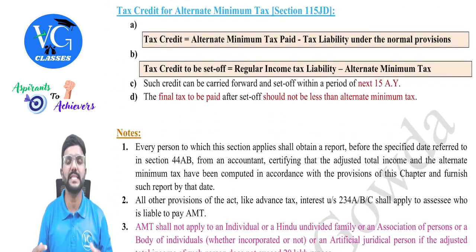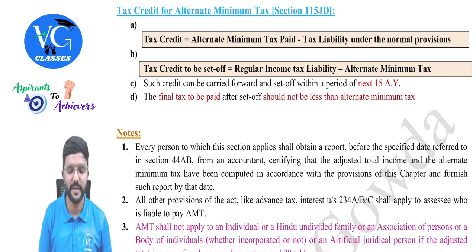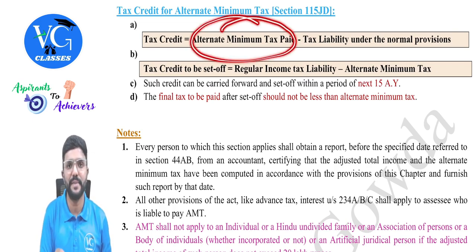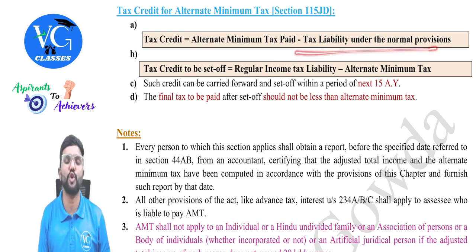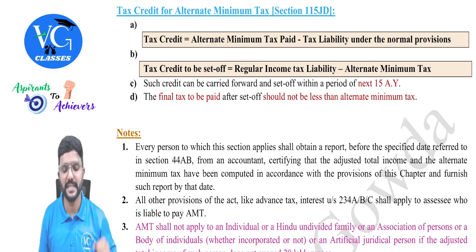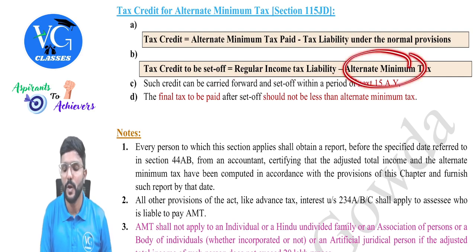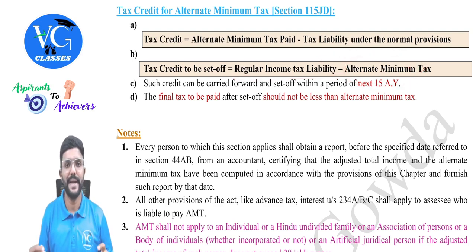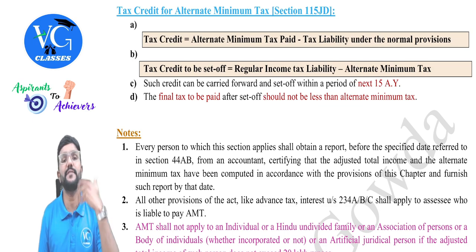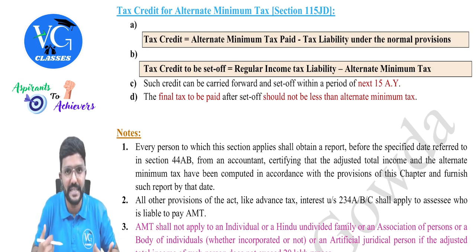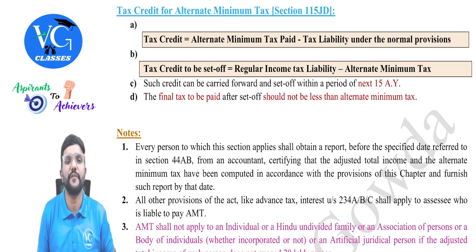Okay. When will the assessee get a credit, that is the AMT credit? When alternate minimum tax paid is more than the tax liability as per normal provision. The difference, you will get it as a credit. When can you adjust it? When tax as per normal provision or regular income tax is more than alternate minimum tax. And he can carry forward this credit for the next 15 years. Assume I have got the credit in the current year. I can carry it forward to the next 15 years.